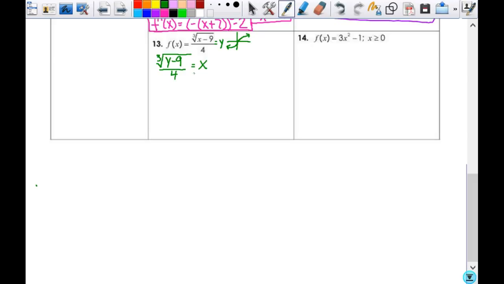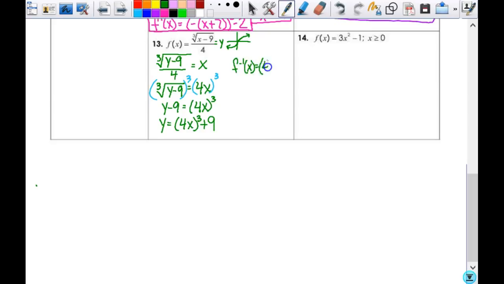Right? So I'm going to multiply both sides by 4, so I get the cube root of y minus 9 is equal to 4x. Got to get rid of the cube root, so I'm going to cube both sides. So when I do that, I end up with y minus 9 is equal to 4x cubed. Then I add 9, so y equals 4x cubed plus 9. That means my inverse function is equal to 4x cubed plus 9.